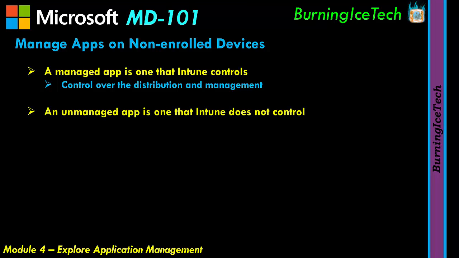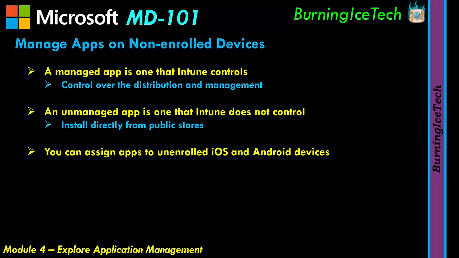Secondly, an unmanaged app, not a managed app, is one that Intune obviously does not control. Basically, you can call this the exact opposite of what we just explained. This installs directly from the public stores, in case you're wondering. Thirdly, you can assign apps to unenrolled Apple and Android devices.